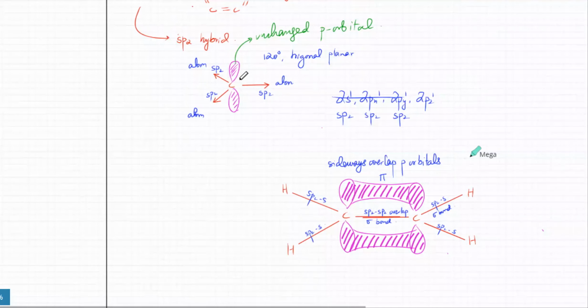carbon has three sp2 hybridized orbitals, I mean, the orbitals whose shape has changed. So sp2 of carbon overlaps with an s, sp2 of carbon overlaps with an s, sp2 of a carbon atom overlaps with the sp2 of the other carbon atom, and so on. And the unchanged p orbital then overlaps and forms this pi bond that you see over here.